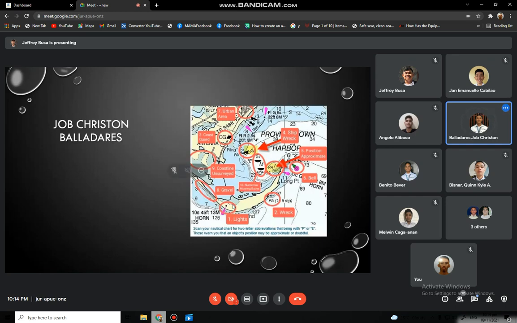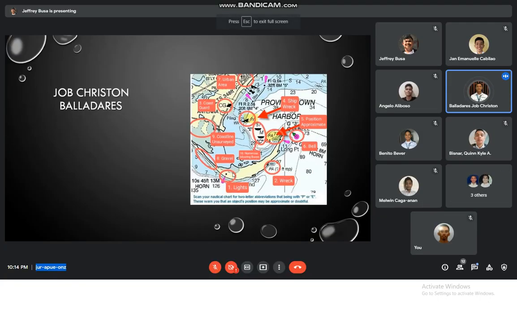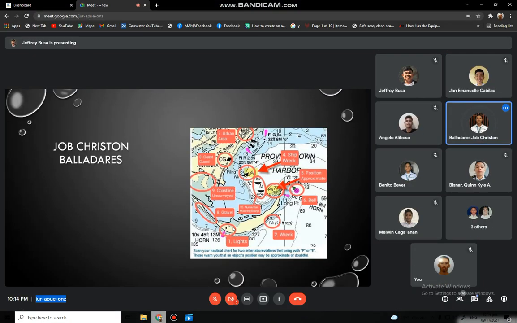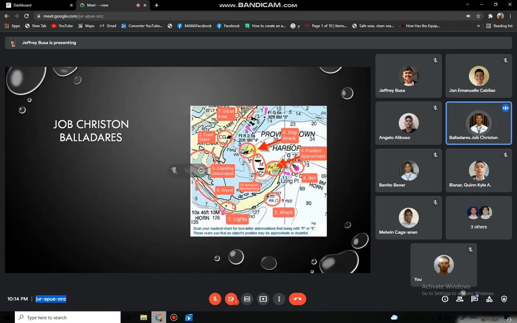5, PA or position approximate, labeled next to objects that have higher margins of survey error than those indicated earlier. 6 is bell. This is the symbol you will see on charts for a bell. Number 7 is urban area.